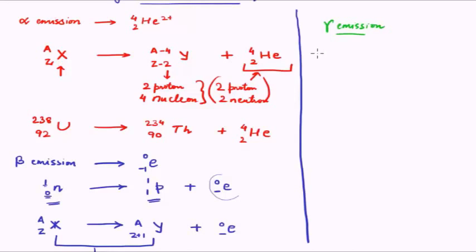Fine. So if we want to write the reaction for the gamma emission, it would be something like this: XZA with a star, which means this is in the excited state, would give XZA in the stable state. It lost some energy, so it's in the stable state, plus gamma radiation. So gamma radiation normally takes place when the parent nucleus is in an excited state, higher energy state, and it wants to release the energy, and that it does via gamma radiation emission.